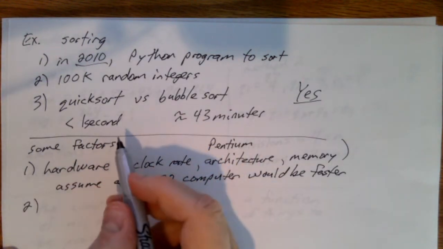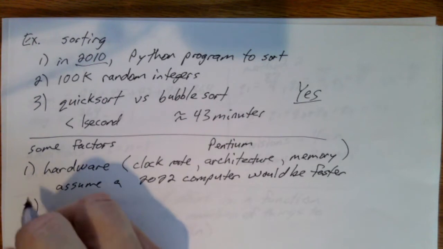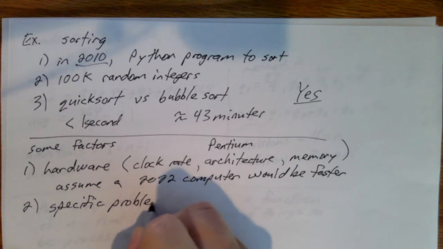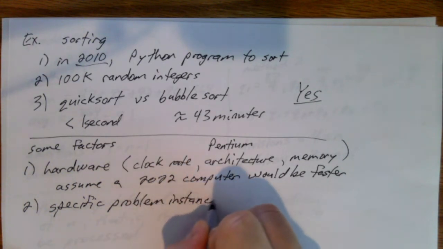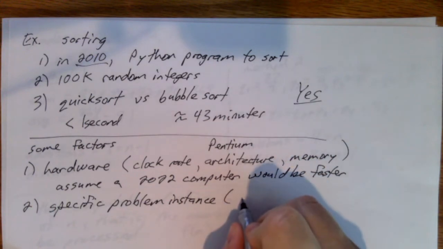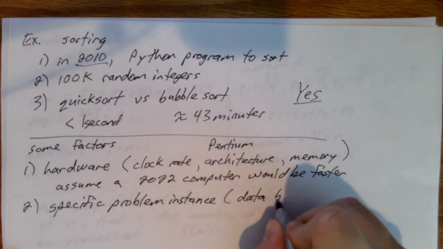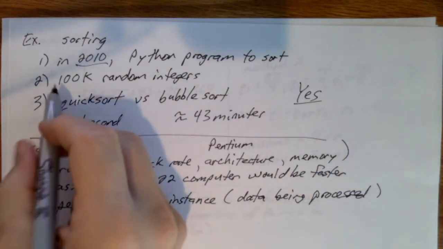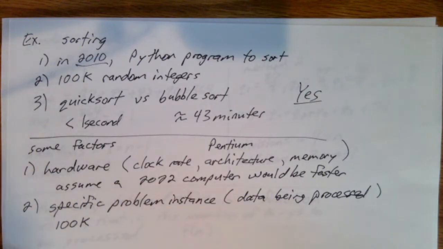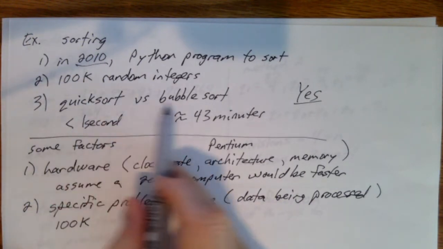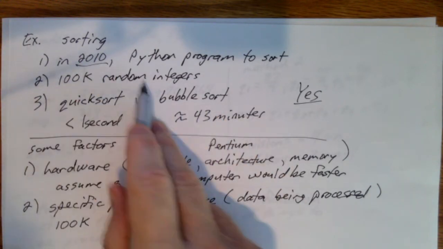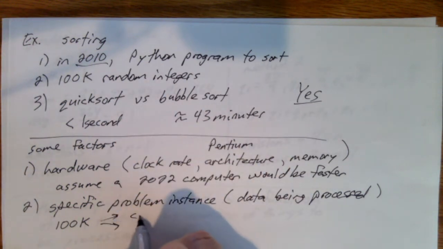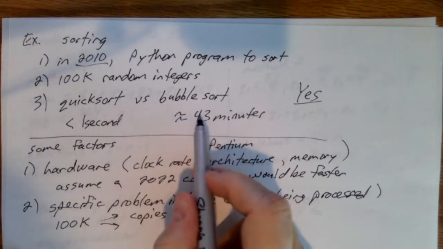Another factor that can affect performance is the specific problem instance. What that means is, what data are you processing? We already said that I was using 100,000 random integers. But because I know that quicksort and bubble sort are both affected by the order of the values that you need to sort, I made a copy of this so that each was working on the same data.